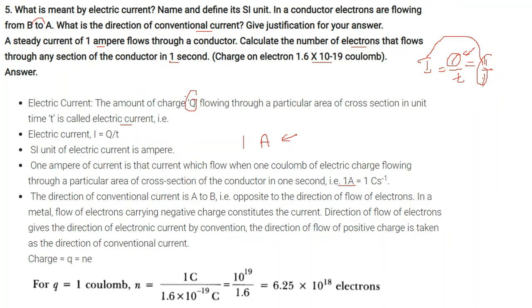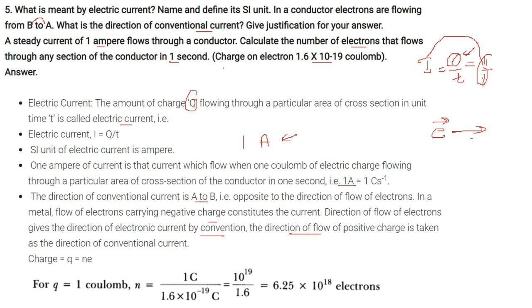And then the other part: the direction of conventional current is, say, A to B. That is opposite to the direction of flow of electrons. Always the electron flows like this, and the current is opposite to it. So in a metal, the flow of electrons carrying negative charge constitutes the current. Basically, the current is because of electrons only. So the direction of flow of electrons gives the direction of electronic current, but the direction of flow of positive charge is taken as the direction of conventional current. I hope you got the idea.